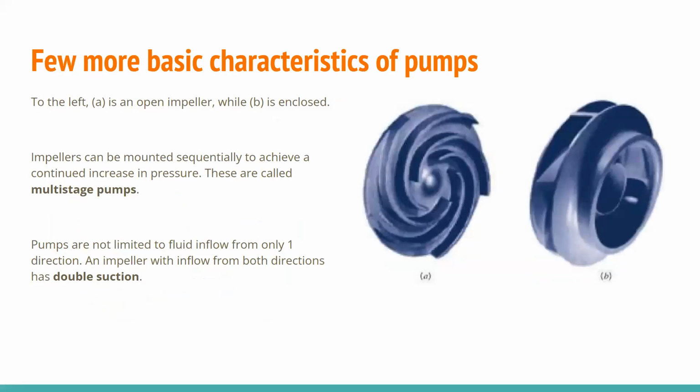A few more basic characteristics of pumps like these. To the right, we have images of actual impellers. The impeller A is open, while impeller B is closed. And here you can see the mounted blades that are responsible for centrifugally pushing the fluid out towards the casing radially from the eye. Impellers can be mounted sequentially on the same shaft to achieve a continued increase in pressure. These are called multi-stage pumps, so you can get large increases in pressure this way.